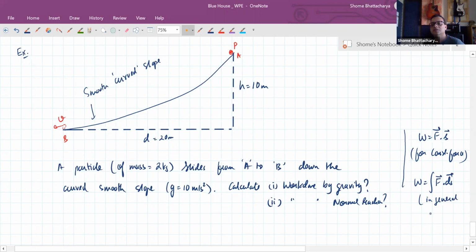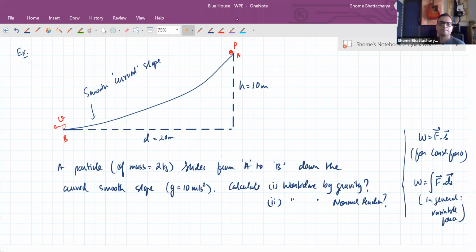Okay. Especially for variable force, be careful about which definition you're applying for which part. Okay, so I've given you a hint. Just try this out.